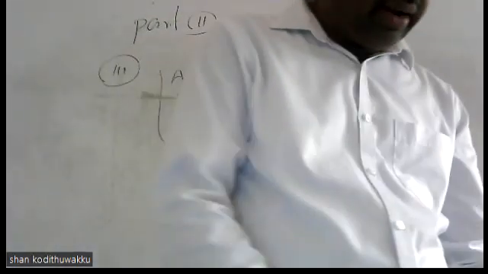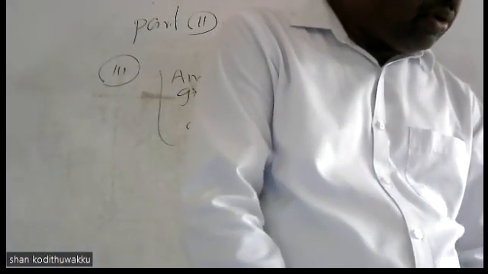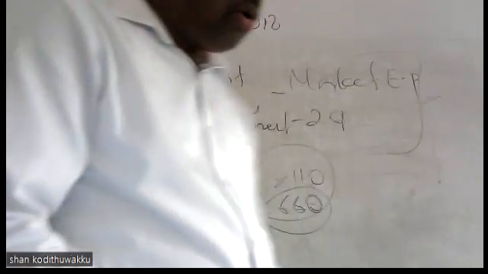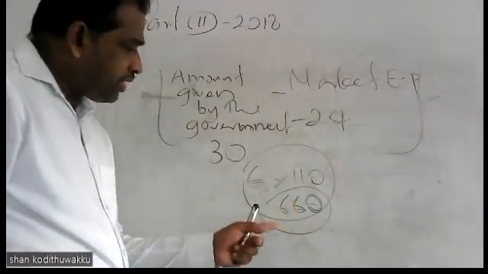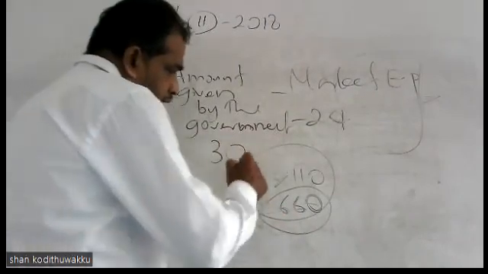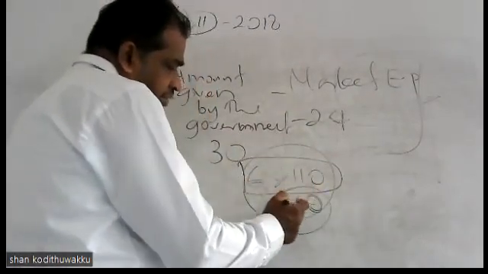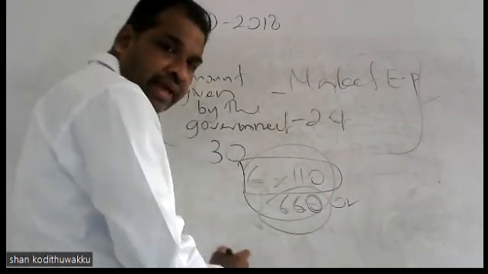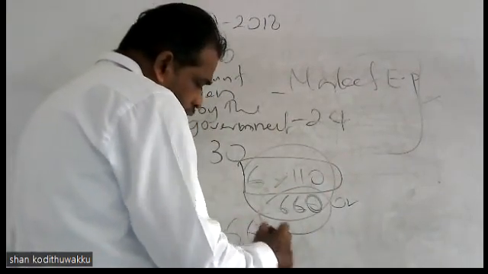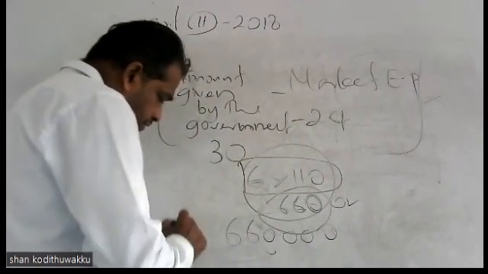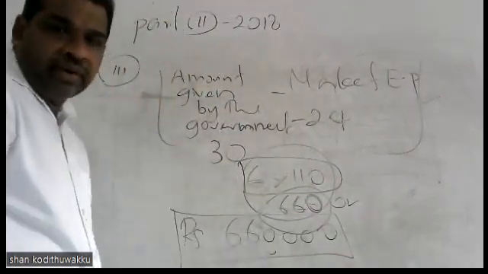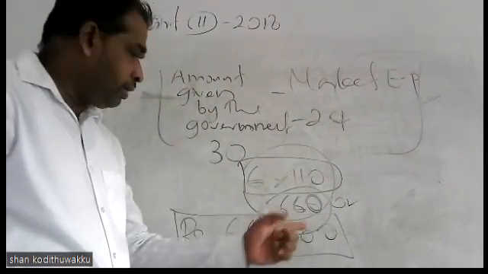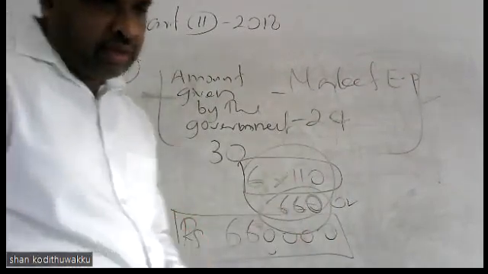That is the answer for part D, the amount the government is going to pay the farmers. You can say 6 times 110, or you can write it as 660,000 rupees. That is the total amount the government is going to pay the farmers. That is the answer for part D.